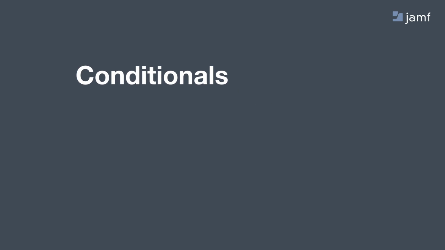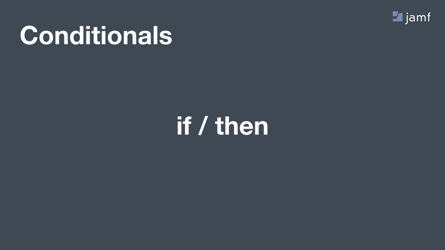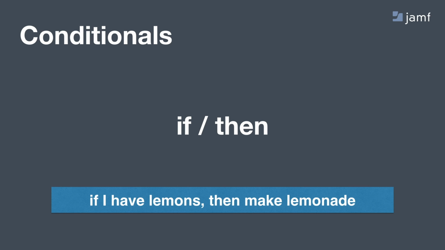Sometimes we want our scripts to make decisions on our behalf. This is where conditionals come into play. Up until now, our scripts have been running from top to bottom and then ending. But what if we don't know what the ending is going to be? What if we want the script to tell us the ending? We need an if-then statement. If-then statements are decision makers. We give them the conditions that need satisfying and then tell them to evaluate whether conditions are true or false. For example, if I have lemons, then I will make lemonade.